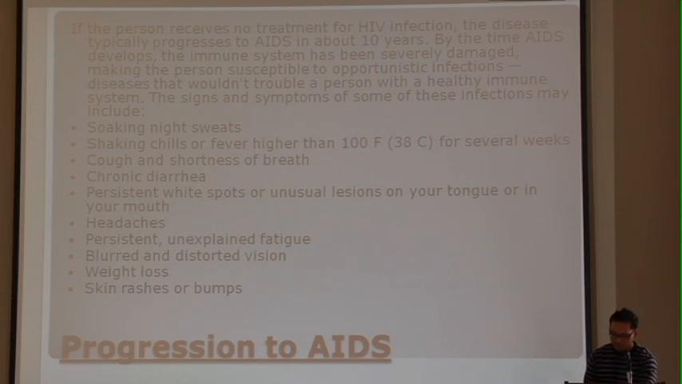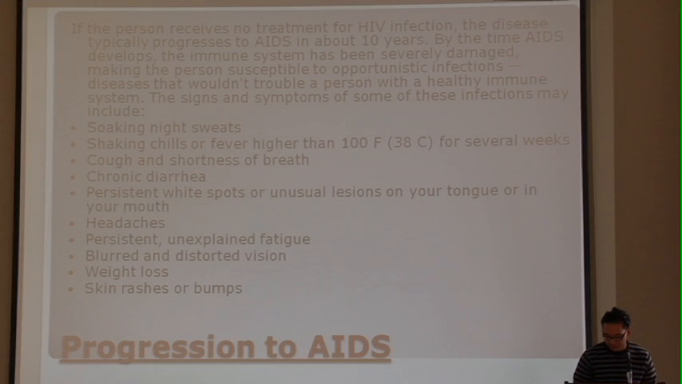So HIV progresses to AIDS. If the person receives no treatment for HIV infection, the disease progresses to AIDS in about 10 years. By the time AIDS develops, the immune system has been severely damaged, making the person susceptible to opportunistic infections, diseases that wouldn't trouble a person with a healthy immune system.